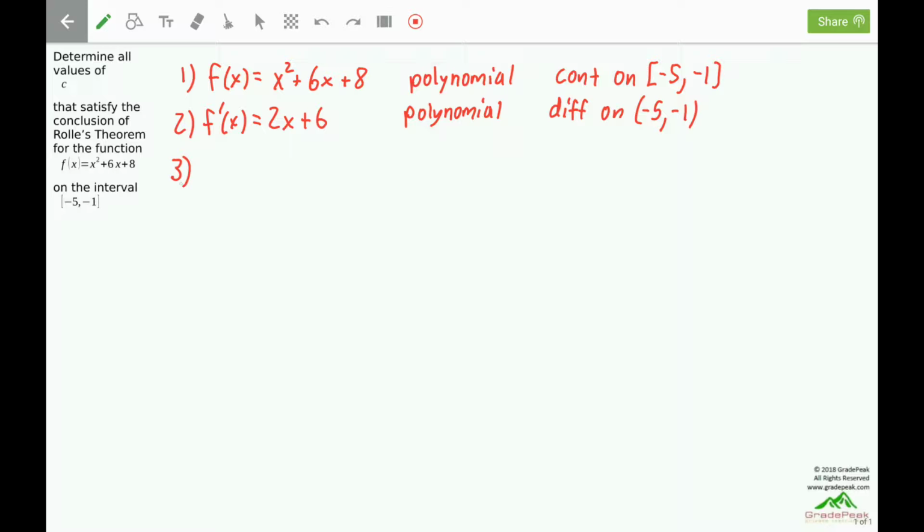Condition 3 is that the function evaluated at the left endpoint will equal the function evaluated at the right endpoint. In this problem, we have the interval of -5 to -1. The left endpoint a is -5, the right endpoint b is -1. We are going to evaluate the function at the left endpoint and the right endpoint and see if they are the same. These can be evaluated by plugging into the function.